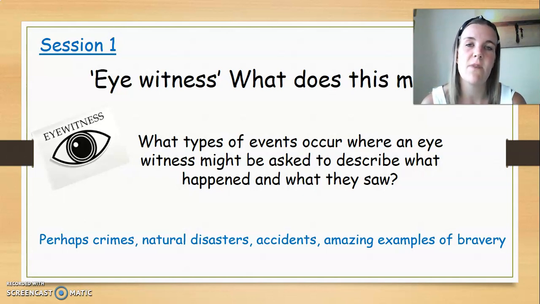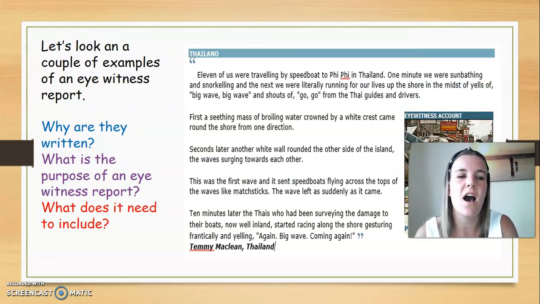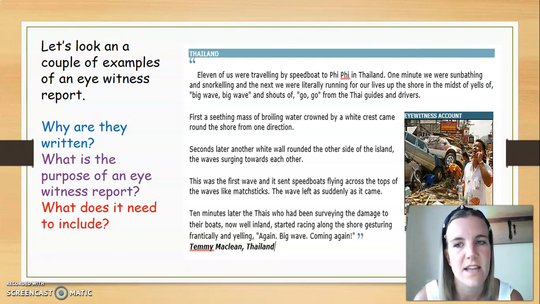And I've got a real eyewitness report from one of those things that we've just talked about, a natural disaster. So, as we have a look at that eyewitness report, I want you to be thinking about 3 different questions while I'm reading that to you. So, why do you think this eyewitness report has been written? What is the purpose of the eyewitness report? And what sorts of things does it need to include?